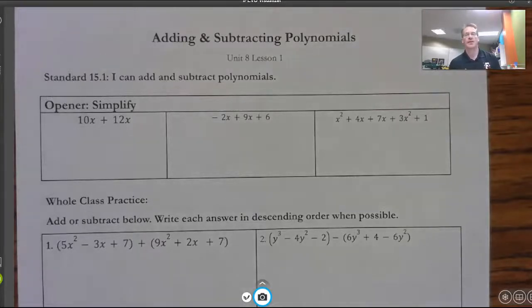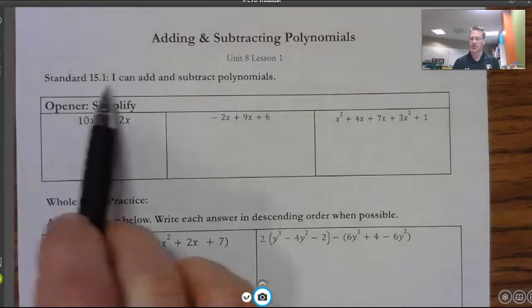All right, and this is going to kick off our next unit, which is going to deal with polynomials first, operations on polynomials, and factoring, and then we're going to shift into quadratics. So what we're going to start with is adding and subtracting polynomials. You can see this is standard 15.1.